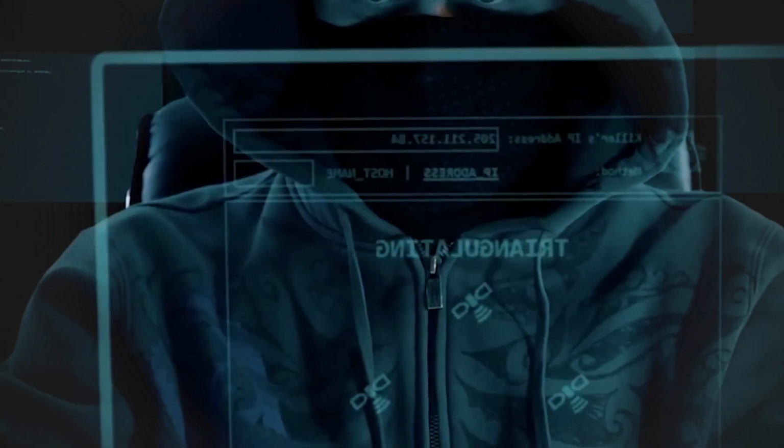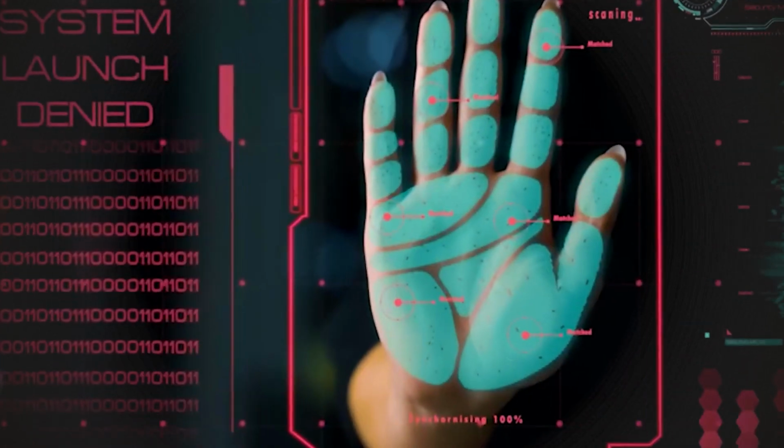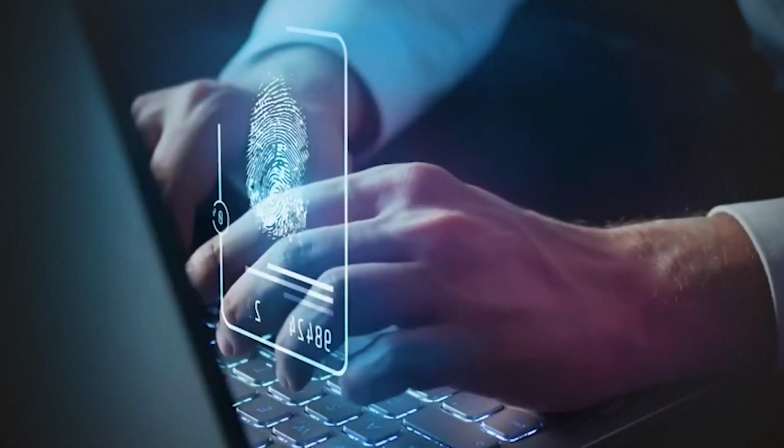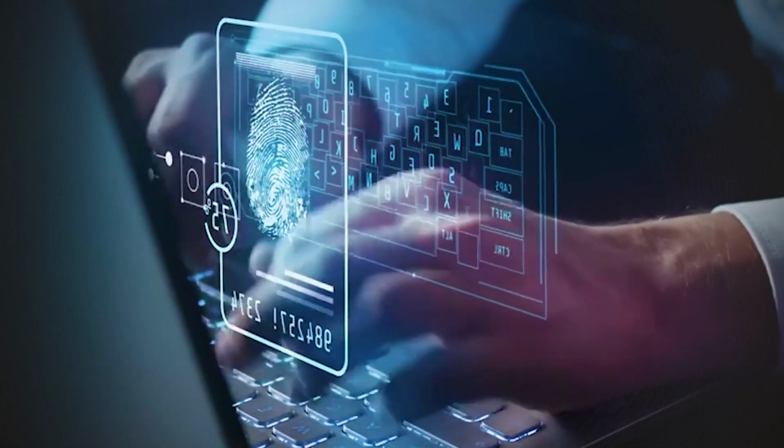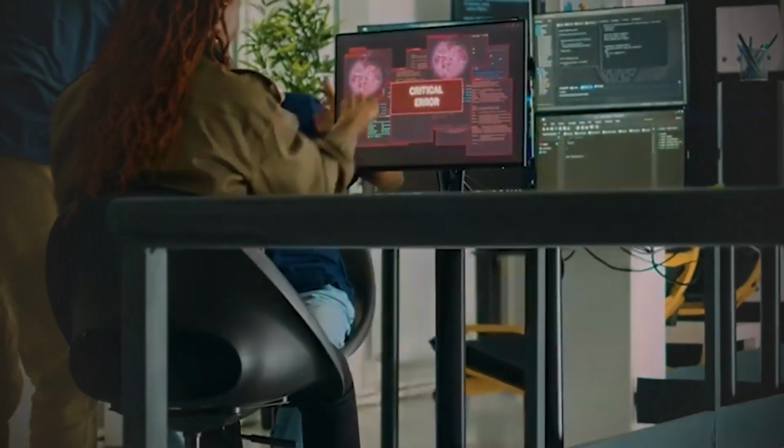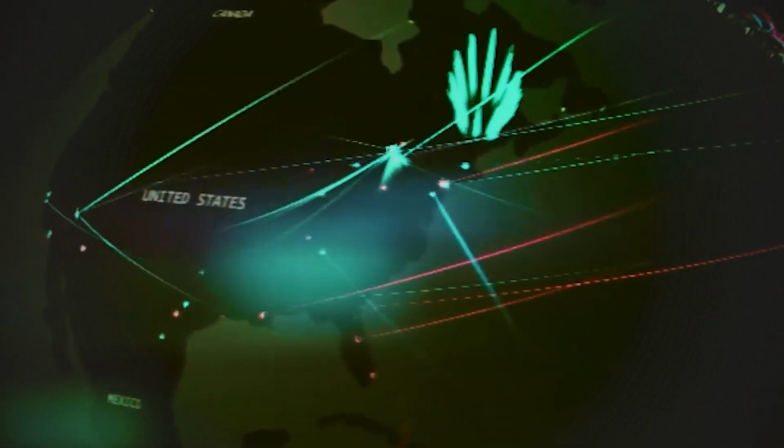By staying proactive and regularly assessing and improving your security strategies, you ensure that your digital environment remains resilient in the face of ever-evolving threats, protecting your valuable data and maintaining the trust of stakeholders.